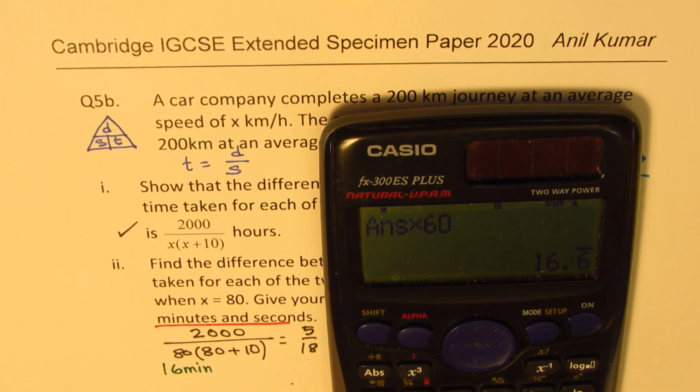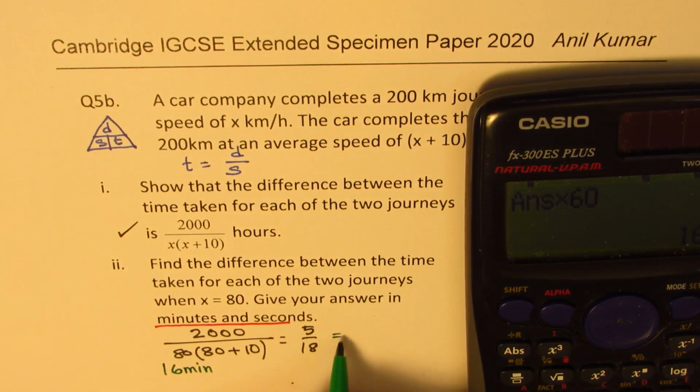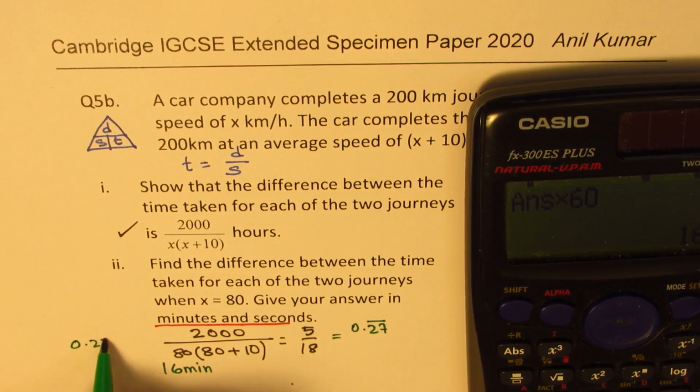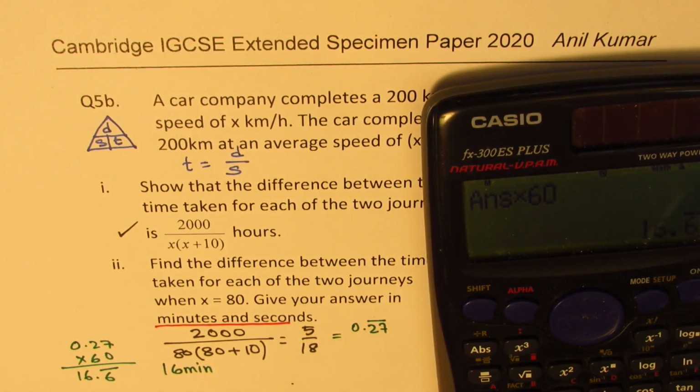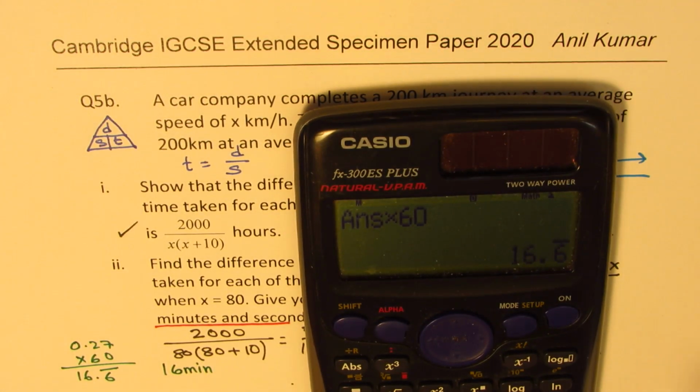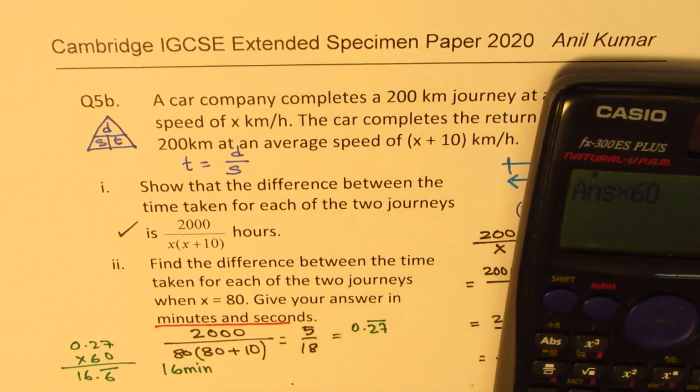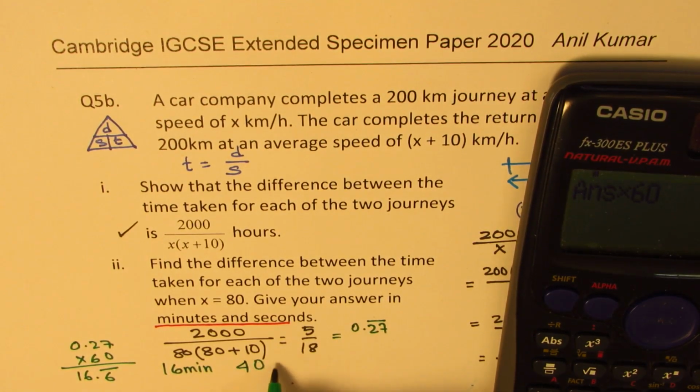So what we have is 0.27 recurring. When I multiplied this 0.27 by 60, we get minutes, which is 16.6 recurring. Now, I have to convert that 0.6 recurring into seconds. So I'll remove the 16 by doing minus 16. You get the idea, right? So I get only 0.6 recurring. I multiply this by 60 to get seconds as 40. So you get 16 minutes and 40 seconds.